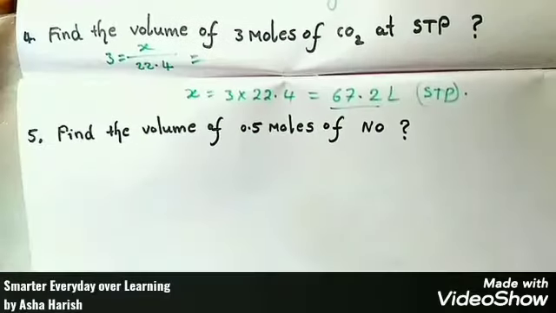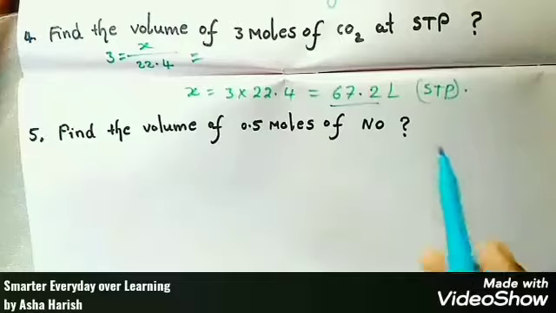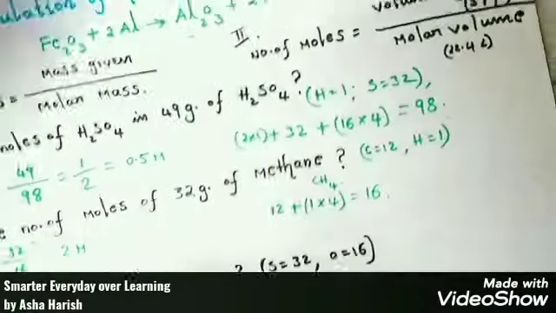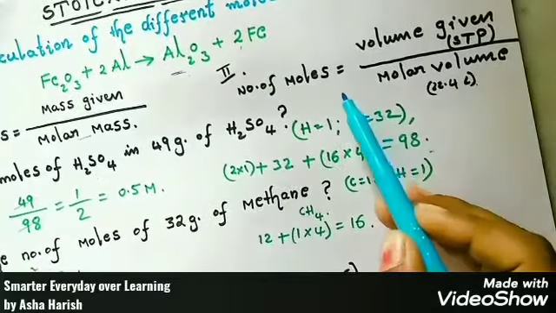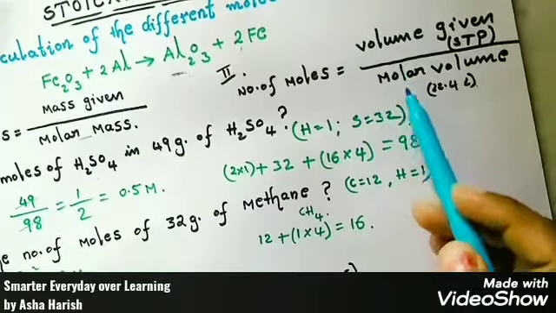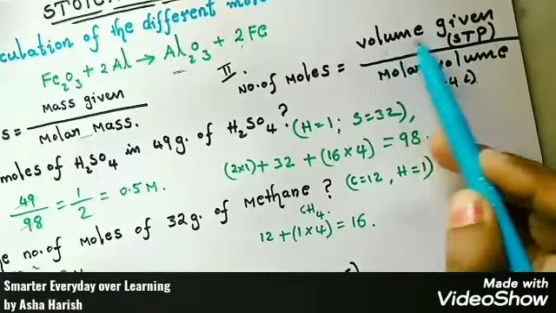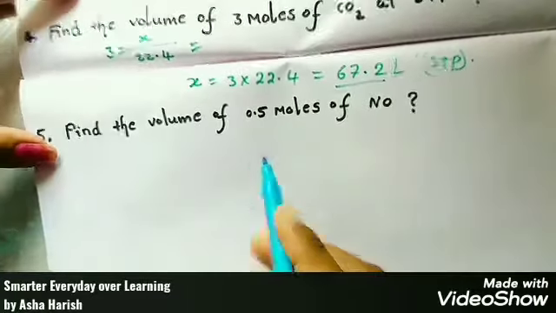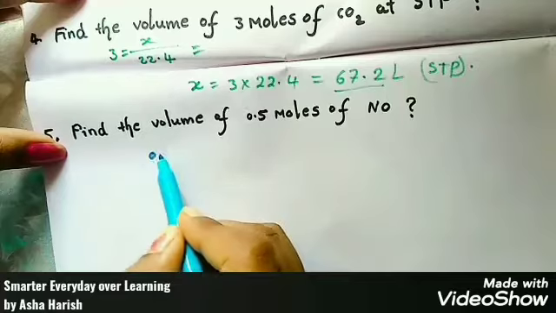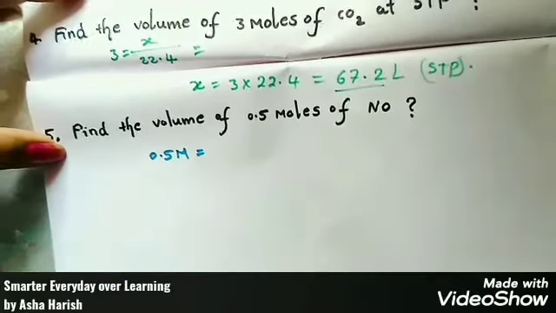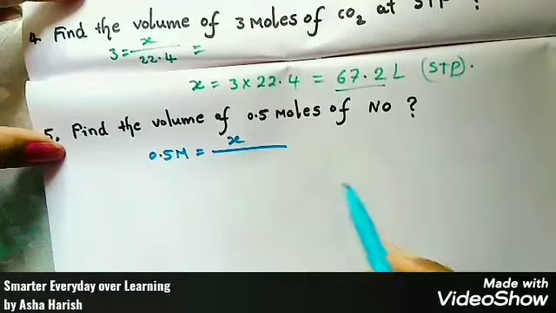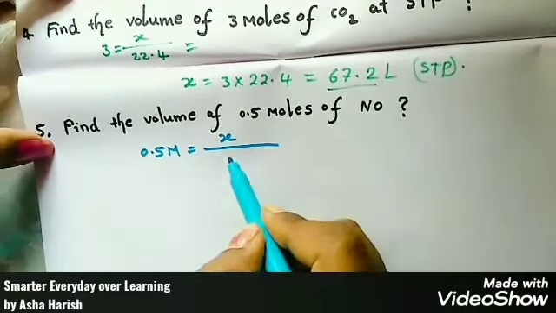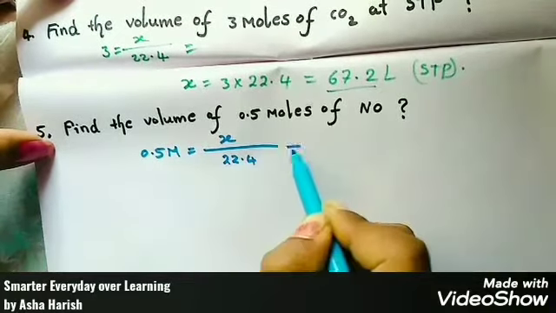Question number 5. Find the volume of 0.5 moles of NO. See students, here you should use formula 2. Number of moles you have to find out, but here they are giving it in the volume section. So the volume is given, the number of moles is 0.5 moles, which is equal to x by 22.4, that means the volume they have given, that only you have to find out, so you should take x by 22.4.